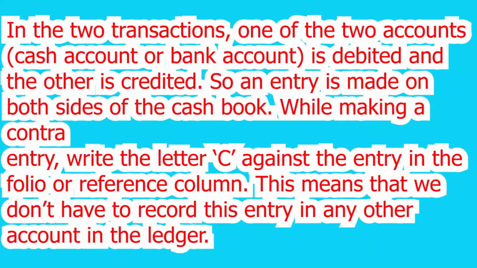So we can say in the two transactions, one of the two accounts, cash account and bank account, is debited and the other is credited. So an entry is made on both sides of the cash book. While making a contra entry, write the letter C against the entry in the folio or reference column. This means that we don't have to record this entry in any other account in the ledger.